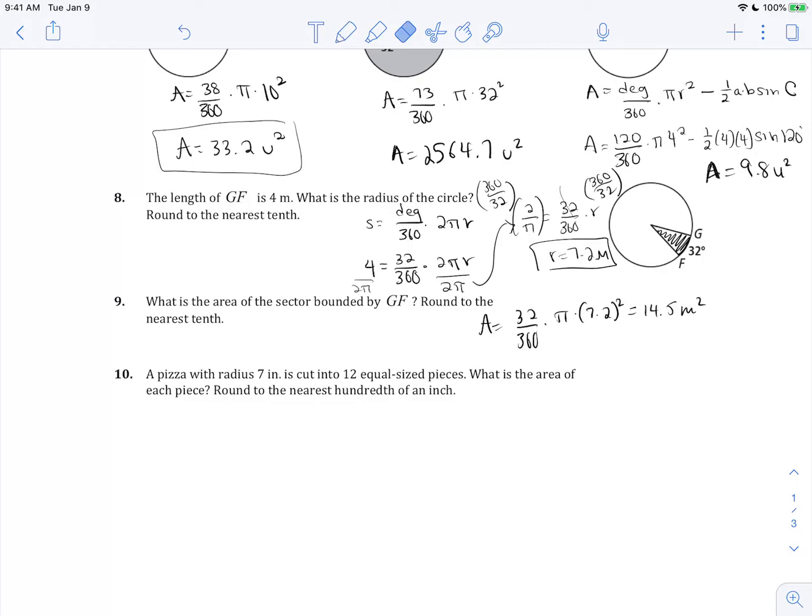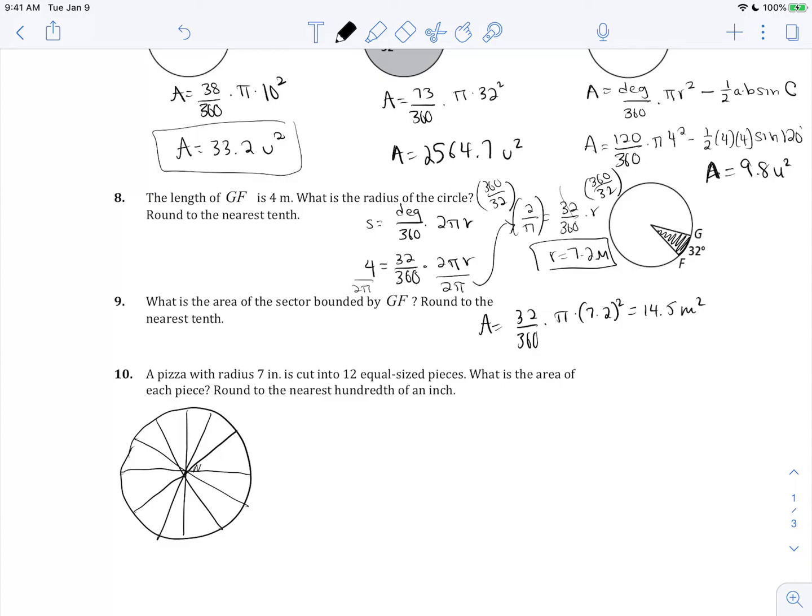All right, next one. A pizza with a radius of 7 inches is cut into 12 equal-sized pieces. What is the area of each piece? So we have a pizza, right? And it's cut into 12 equal-size pieces. This is not the best, but something kind of like that, right? Cool. So what is the area of each piece?